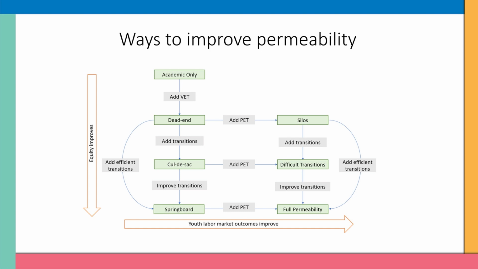If you have any other type, if you already have some opportunity in your system, then you can either focus on adding opportunity to improve labor market outcomes or adding access to improve equity. Of course, the two are intertwined. It's not that you only improve equity by improving access and you only improve labor market outcomes by improving opportunity, but generally this is sort of where the focus areas lie.